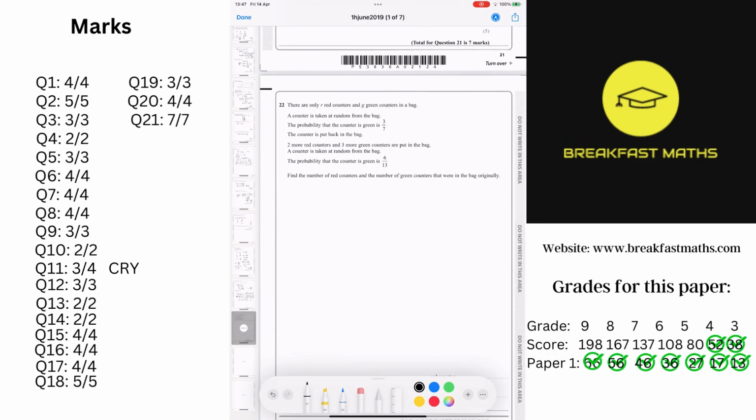Right, question 22 then. Let's have a look at this one. Red counters in a bag. Probability to pick a green one. Okay. Probability of a green counter is this. Counter is put back in the bag. 2 more red counters and 3 more green counters. Okay.